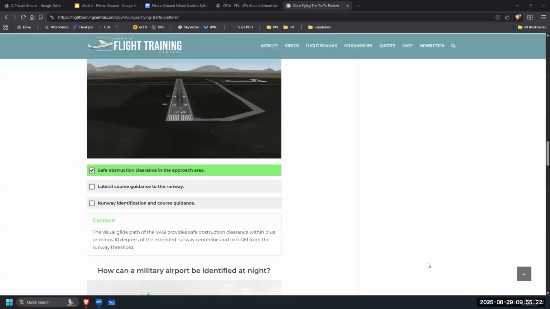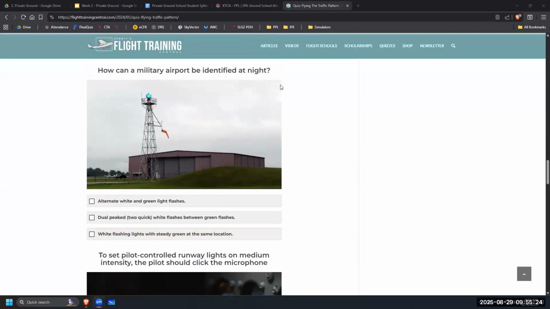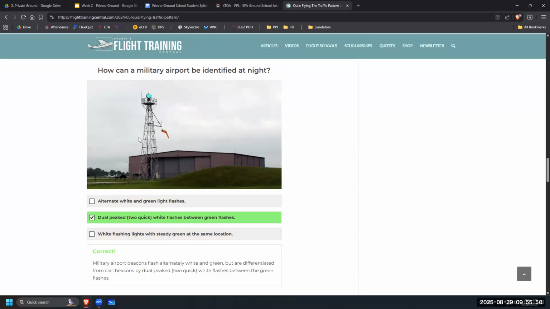Okay? Keep going. How can a military airport be identified at night? We're going back to those lights. Alternate white and green light flashes. This is again testing how well you actually understood, but dual 2 quick white flashes and a green flash, white flashing lights and a steady green. Beamed. White. Okay, good. I thought this would be hard because I thought we'd remember it was white and green, but then it gives us all these other options.